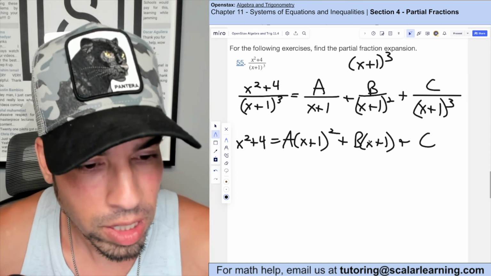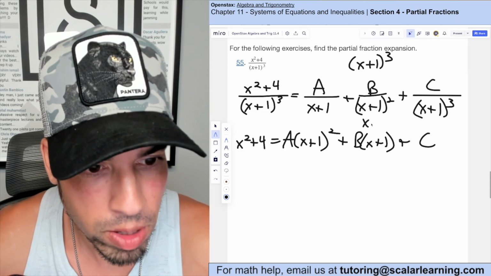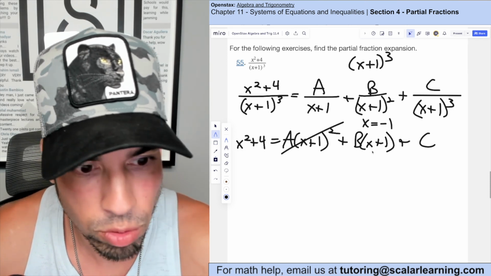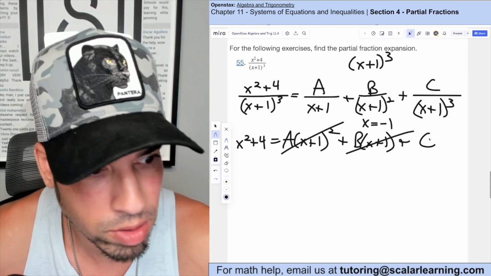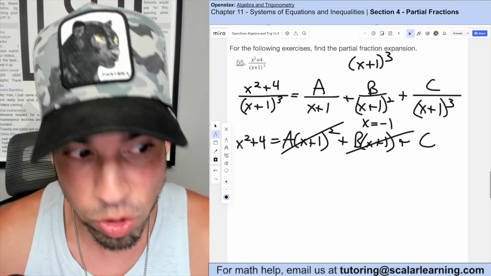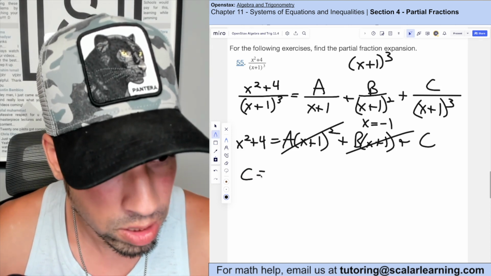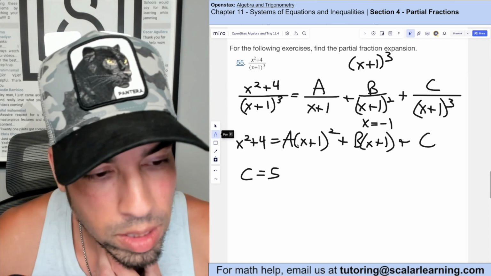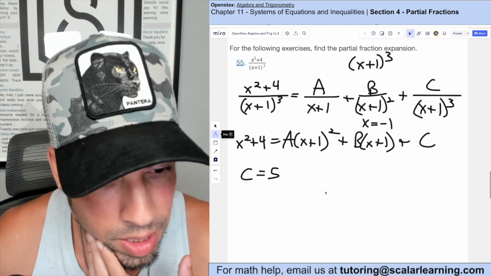Now we can quickly choose nice values of x to solve for C. What about negative 1? When I do that, that zeroes out. That zeroes out. So that's beautiful. So now we have C is equal to negative 1 squared, which is 1, plus 4. Therefore, C is 5.